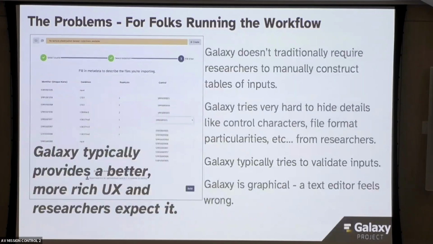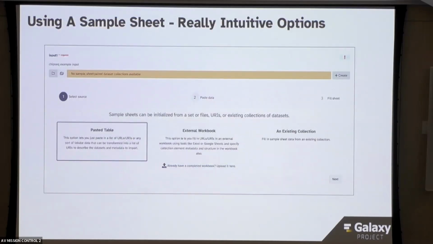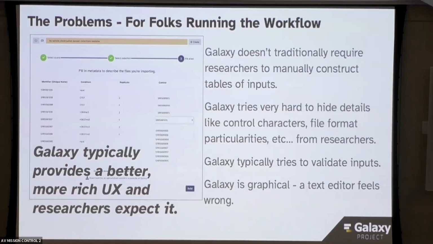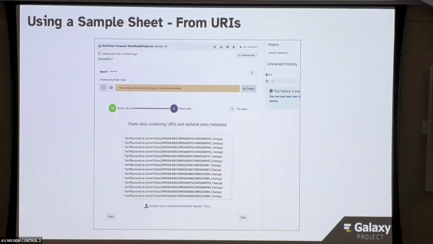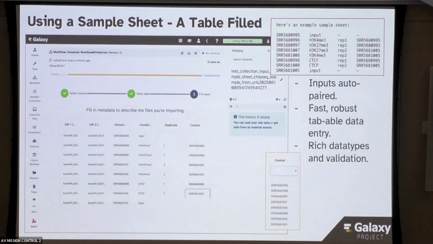Anyway, we get that the UX is not great there, either for uploading or running, for defining the workflow or for running it. But sample sheet collections are great because they let the author of the workflow specify what these sample sheets should look like and present a nice user interface for filling it out. This uses Ahmed's great work: if I specify a sample sheet input, I have different ways to do it. I can paste in a bunch of URLs, and I get a nice spreadsheet version. It's automatically paired all the data. It's got the columns that can be filled in. All the validation happens. If there are drop-downs, this is all typed, et cetera.